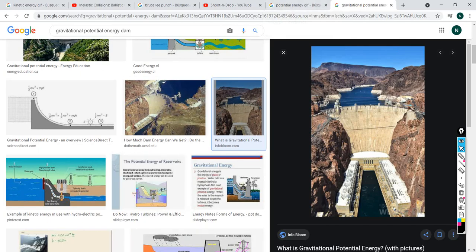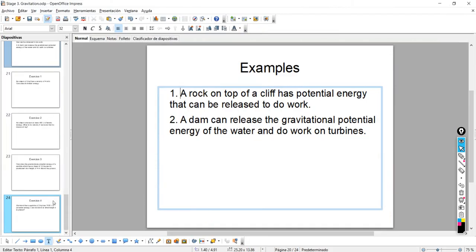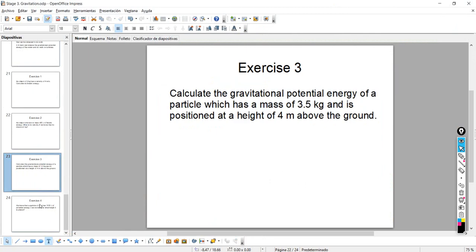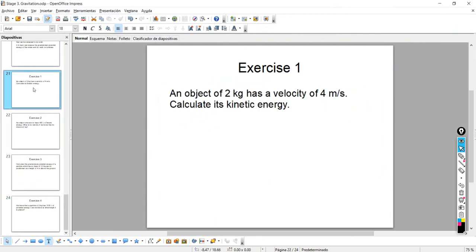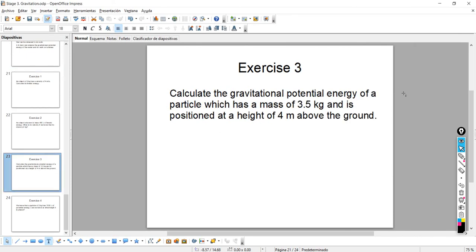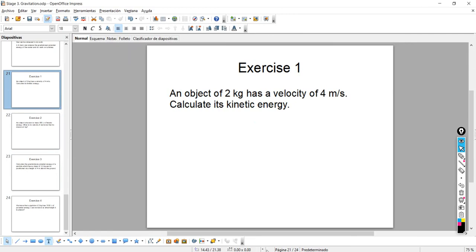Okay, now next I have 4 exercises, but I think I want to do this with you live. These are very simple exercises about calculating kinetic energies and potential energies. They're extremely simple, and we're gonna do them in class. So let's get started, guys.